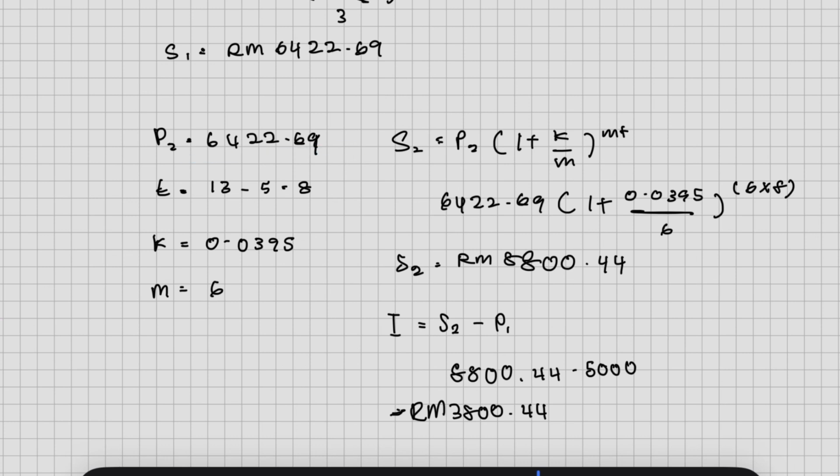Then we have T as 8 years, because 13 years minus 5, K as 0.0395, and M as 6. We use the same formula S equals P bracket 1 plus K over M to the power of MT, enter the numbers, and we get the answer 9,808 ringgit 44 cents. We must subtract the principal from the future value, and we get the answer 3,385 ringgit 75 cents. That's all.